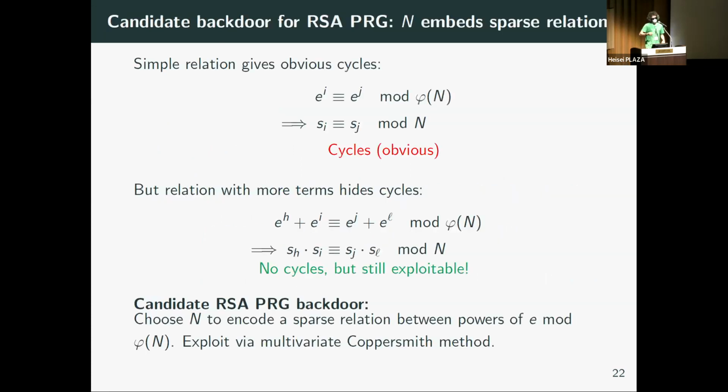In particular, the idea that we had was there's this relation in the exponent, e to the i equals e to the j mod phi of n, that turns into a relation between states. State i equals state j mod n, a cycle. Cycles are obvious, but if we make the relation in the exponent a little more complicated, say add a few extra terms, we get a more complicated relation between the states. That does not lead to cycles, but still has structure that allows for using multivariate Coppersmith to recover the states given the outputs. We believe that if the relation is chosen with sufficient entropy, it would lead to an undiscoverable backdoor. It seems difficult to, unless you know what relation you're looking for, tell from the outputs or even the full states whether there is such a relation.